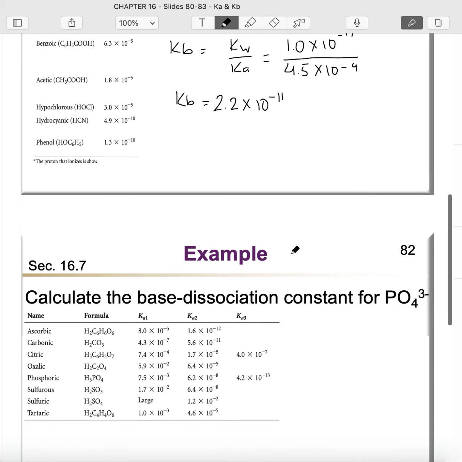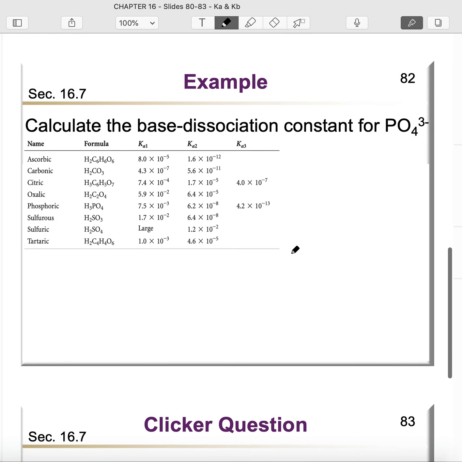Now let's look at a little bit more complicated problem. Calculate the base dissociation constant for the phosphate ion. And what we have is a list of weak acids together with the value of their Kas. All of these acids right here are actually polyprotic acids, so they have more than one Ka.